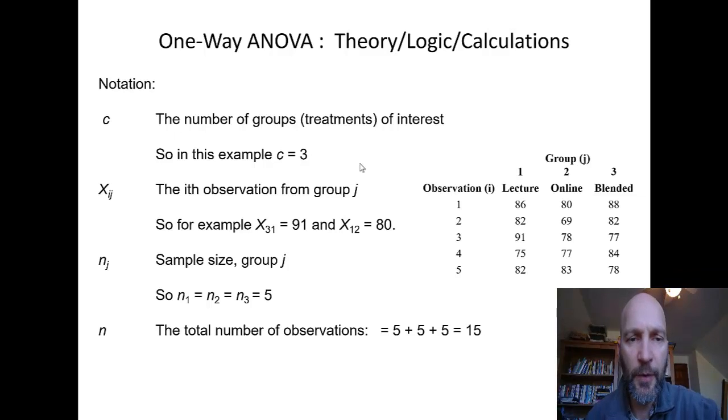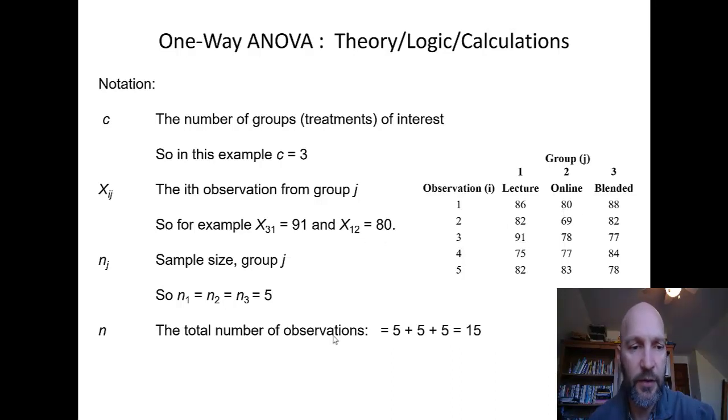It's important to know about the notation that we use. As we've already said, C is going to be the number of groups or the number of treatments that we're interested in. In this example, we have C is equal to 3. Xij is going to be the ith observation from the jth group. So for example, if I said, what's the 3rd observation from the first group, or x31, I would go down here, observation number 3, group number 1, and I get a 91. The first observation from the second group is going to be 80.